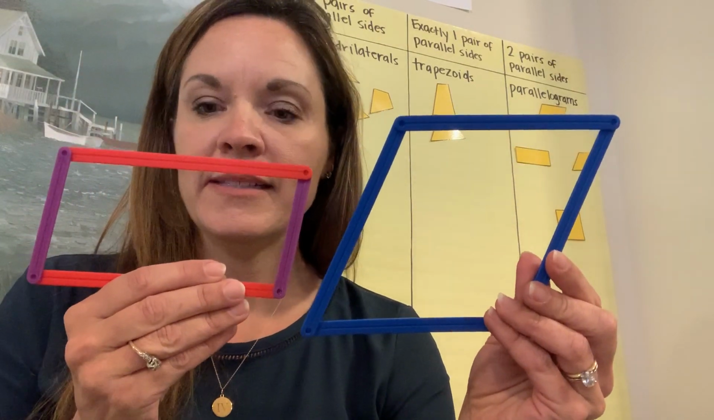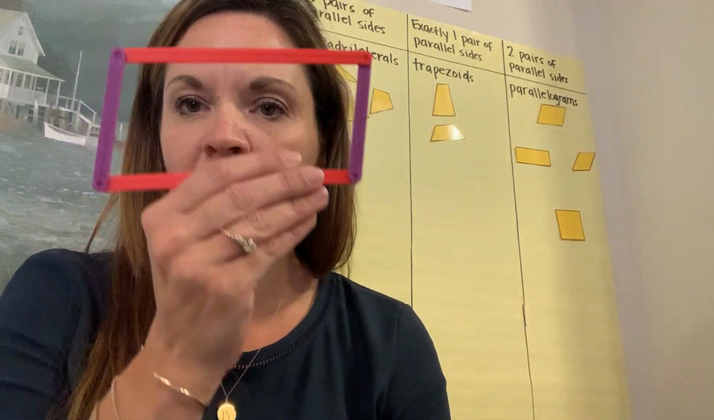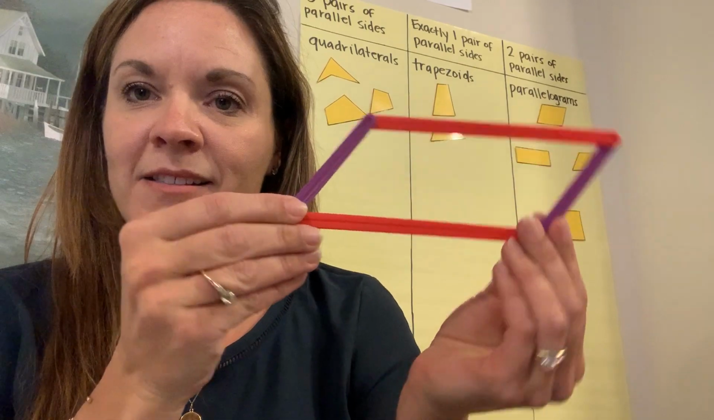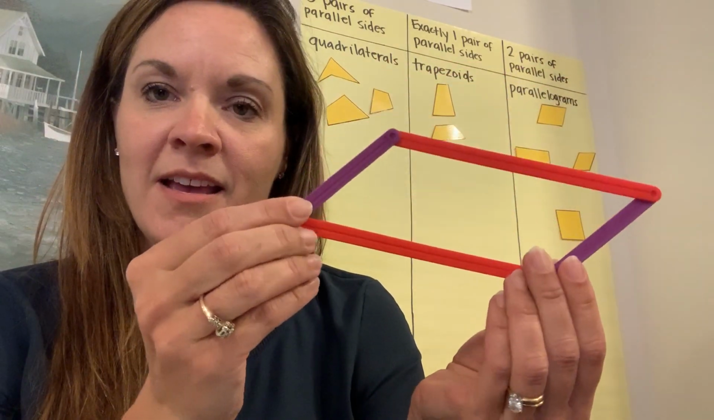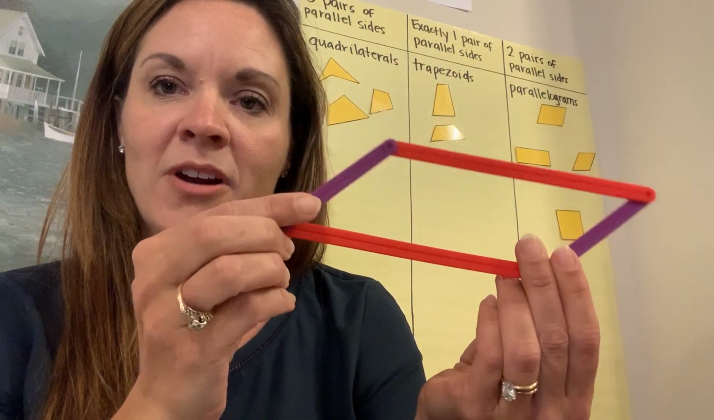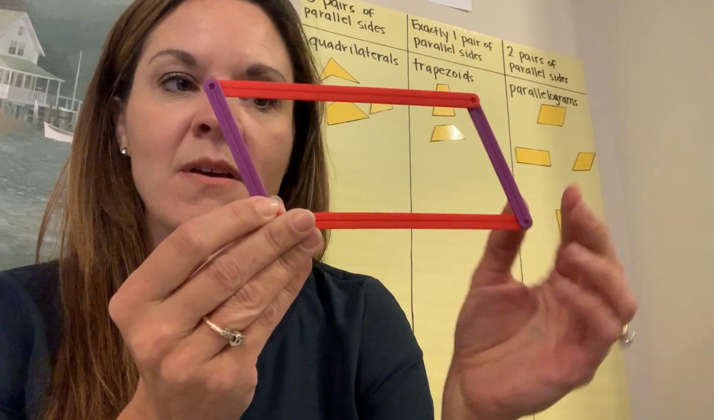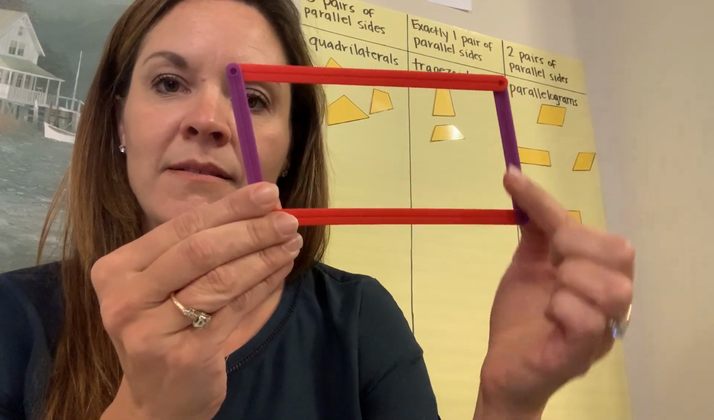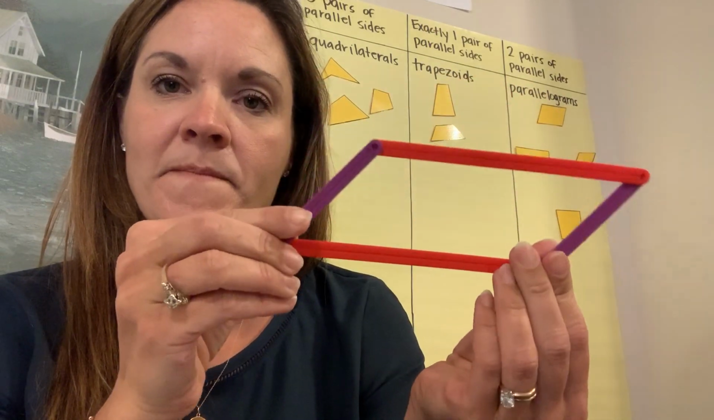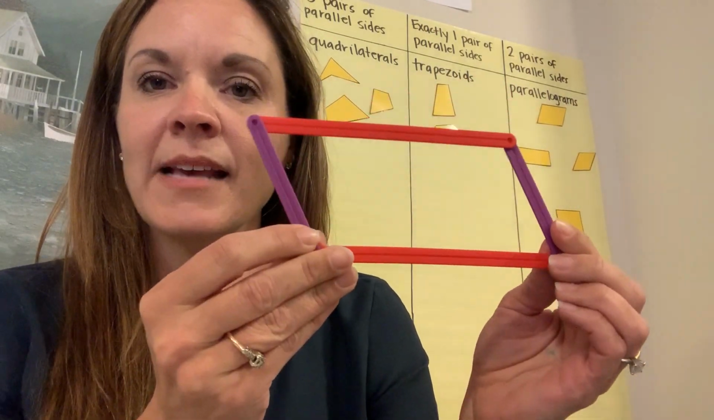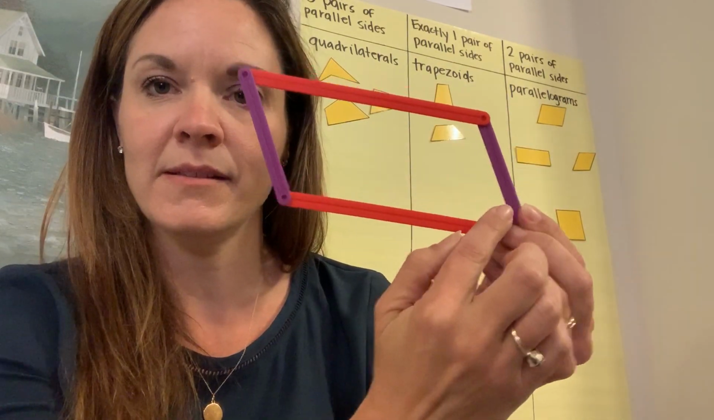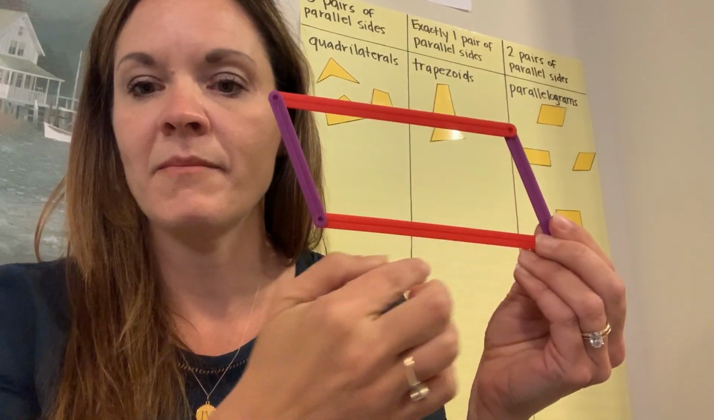Here I have two examples of parallelograms. We're going to start with this one. It's made of anglex, so I can shift the angles on here, but notice no matter how I shift them, the opposite sides remain parallel. These sides remain parallel. And the opposite sides remain congruent. This side is the same length as this side, and this side is the same length as this side.